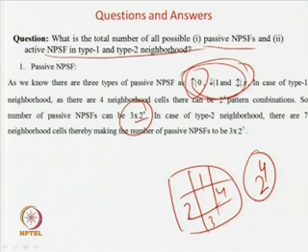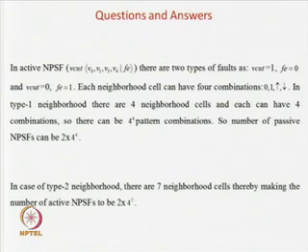Now in type 2 neighborhood, along with these 4 cells, another set of boundary cells is considered. So there are 7 cells in the periphery of a faulty cell in type 2 neighborhood. So all possible patterns are 2 to the power 7, and the number of fault types is 3. So 3 into 2 to the power 7 different types of NPSF faults can be there.